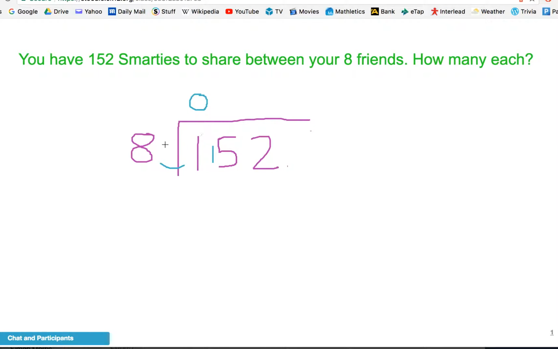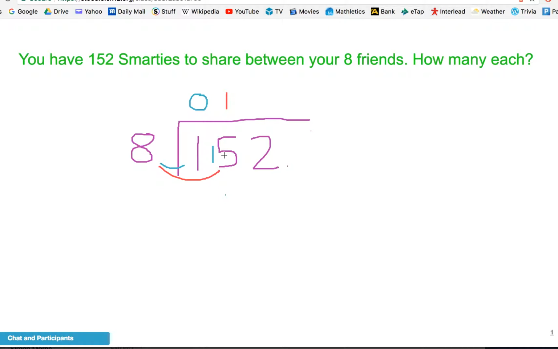Okay? So we'd say to ourselves, how many 8s can go into 15? Oh, well, 8 can go into 15. 1 8 is 8. 2 8s are 16. So there's only 1 8 in 15. So we pop the 1 in there. There's only 1 8 in 15. And there'll be 7 left over. After 8, we've got 9, 10, 11, 12, 13, 14, 15. 7 left over. We call it a remainder.